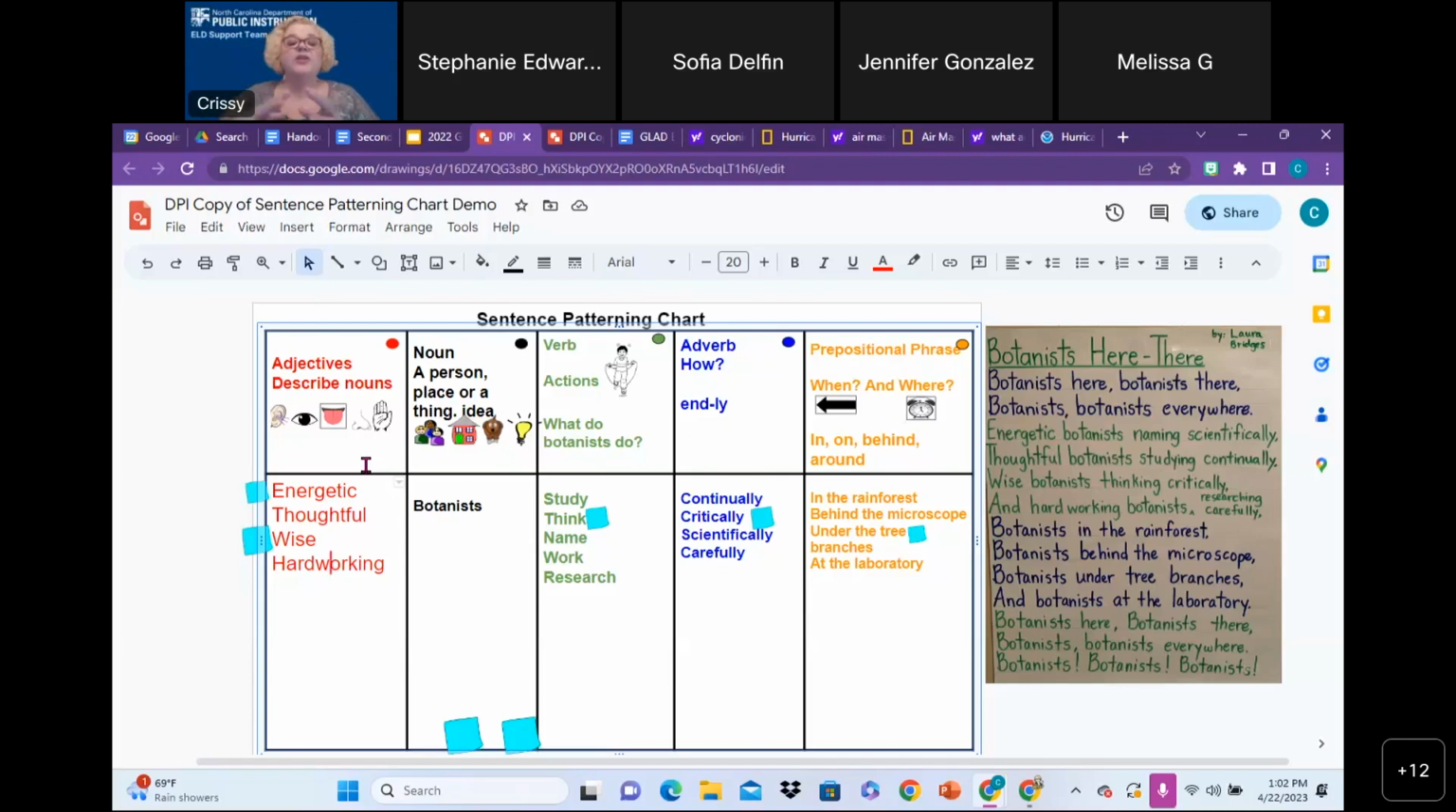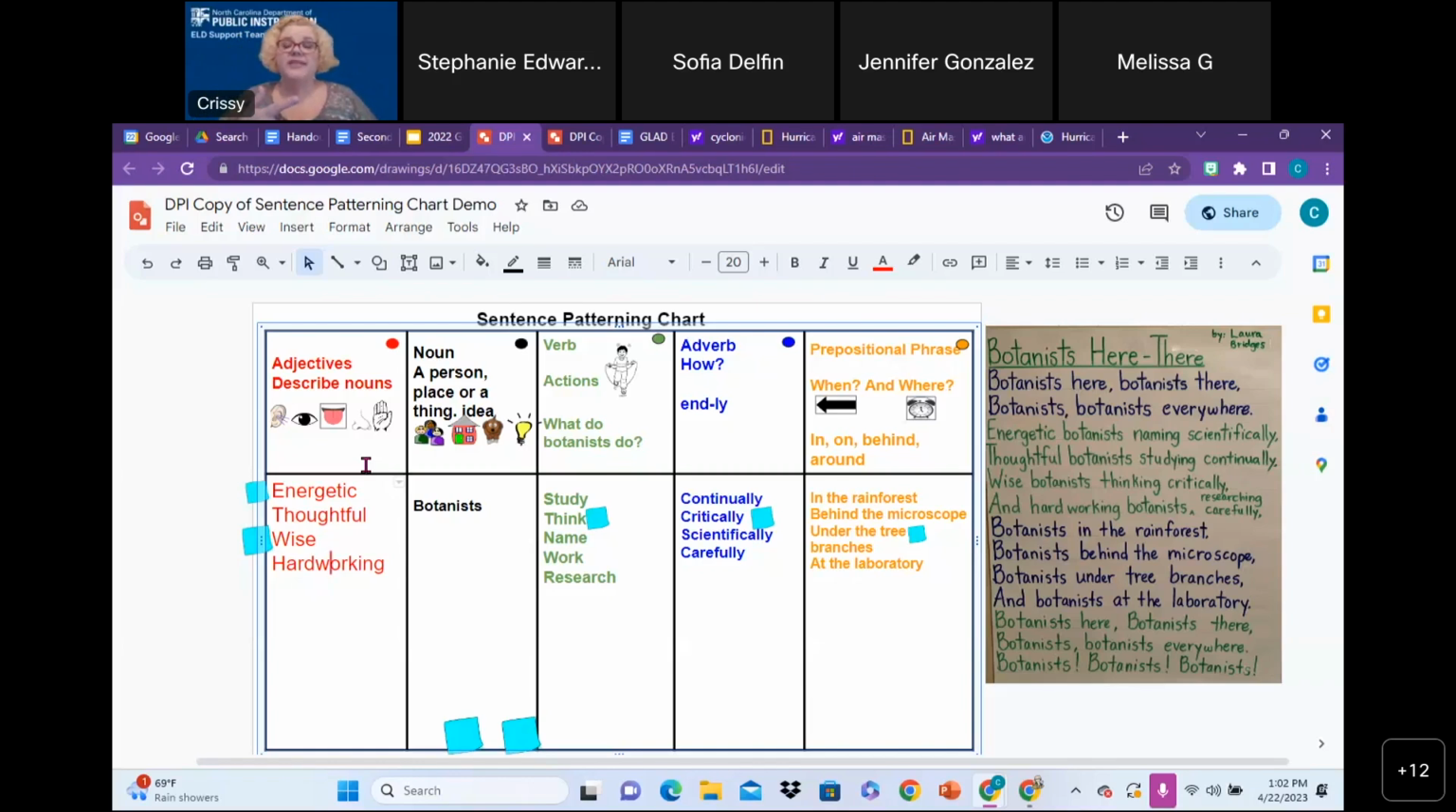So, you know, there's limited, but he has moved on. He's not really ever been able to write a sentence by himself. He also has, we believe, probably some disability. And we used the sentence patterning chart with him last week. And he wrote, we went through the process.